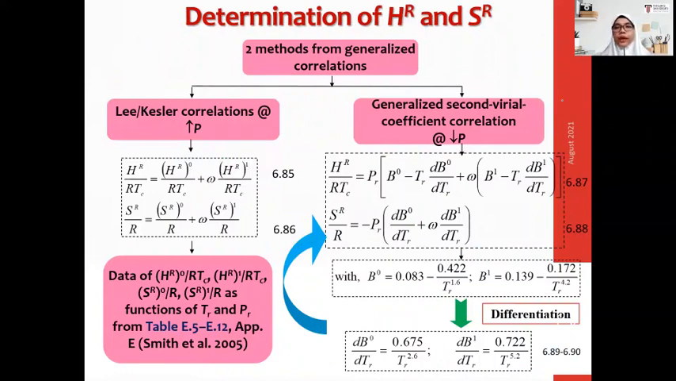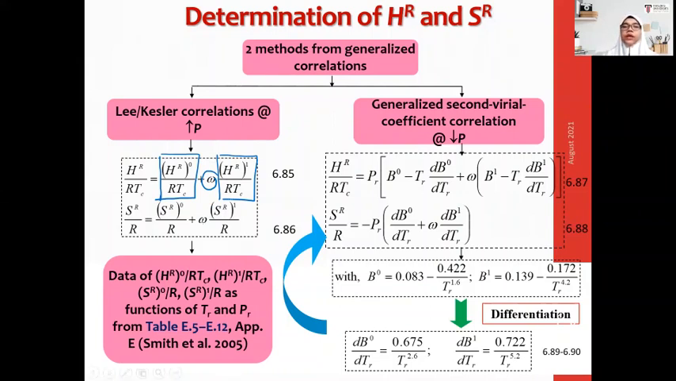Okay, this is how we can determine the residual enthalpy and entropy, either by using the Lee-Kessler or the generalized second virial coefficient correlation. So for the Lee-Kessler, this data you can obtain from the reference table, including the eccentric factor. Finally, you can determine the residual enthalpy. The same goes for the entropy. SR0 and SR1 prime here, you can refer to your reference data.